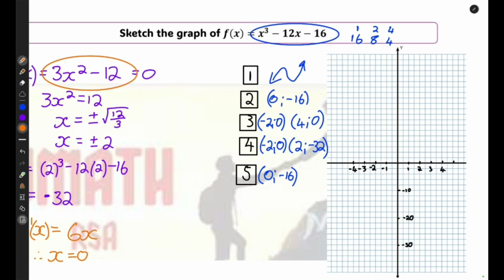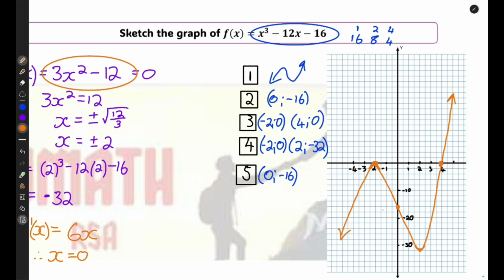So now I can just plot all the points. So 0 and minus 16 would be down there somewhere. Minus 2 and 0, 4 and 0, and then 2 and minus 32 would be all the way down there. Okay, I can see my shape, and I can now fill in the little buckies for my turning points. So there I can make a bucky, and there I can make a bucky. So I'm going to start bottom left, then connect the two buckies, make sure you go through the y-intercept, and then make sure you touch the other x-intercept. There we go. That is my graph.